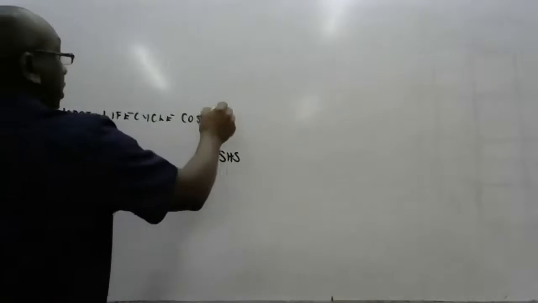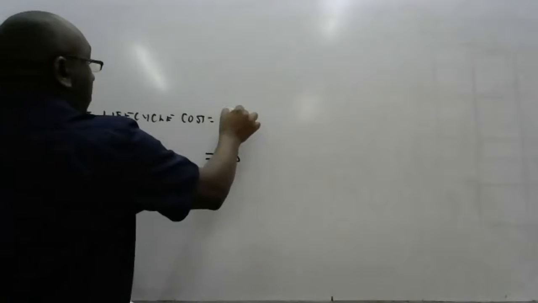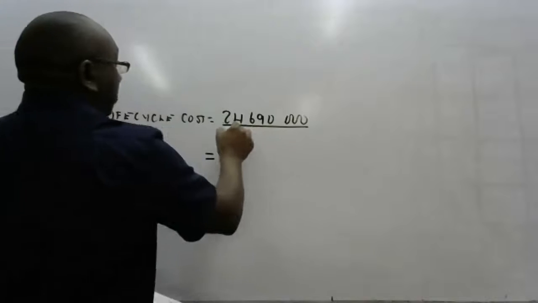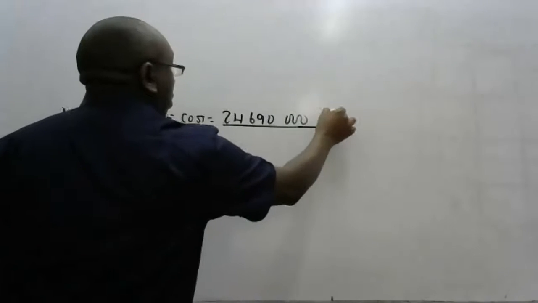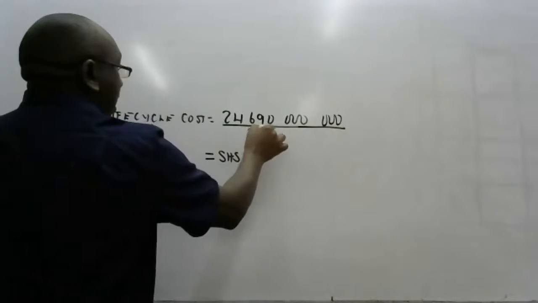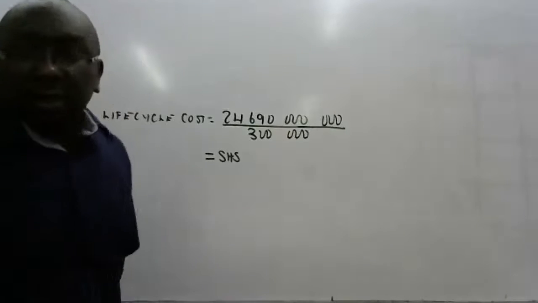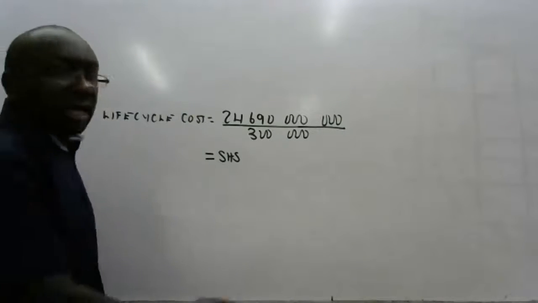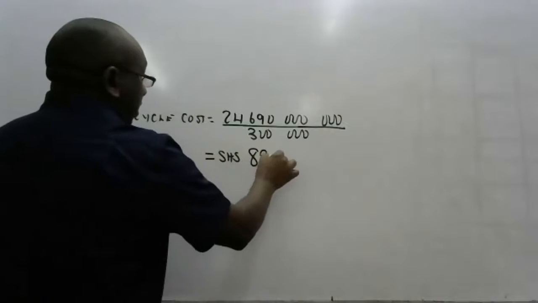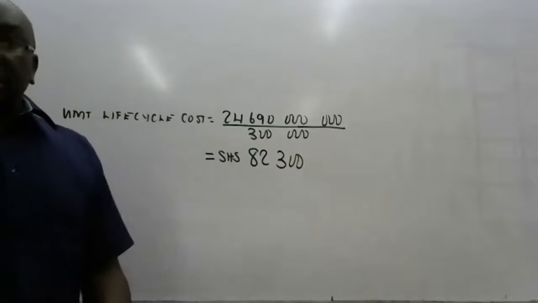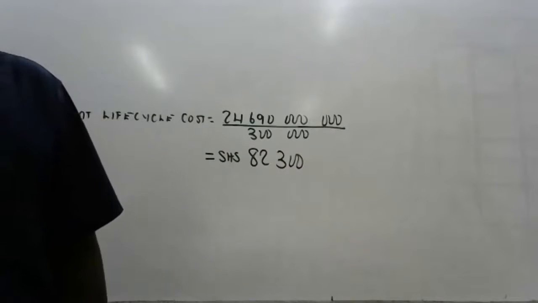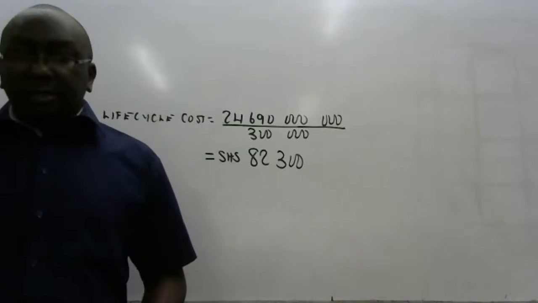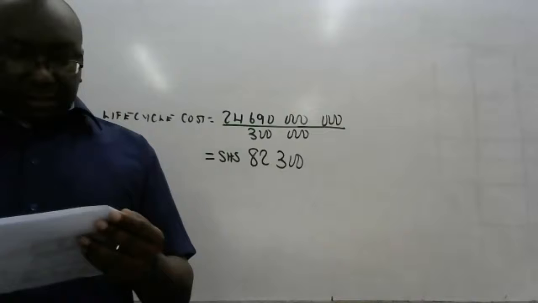So the total is 24,690, which is 690 million, which I'm supposed to divide by 300,000. Okay, so unit cycle cost is 82,300. Is that okay now? Yeah, I can see now people are agreeing on that.